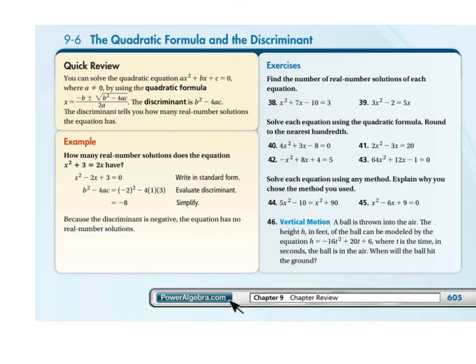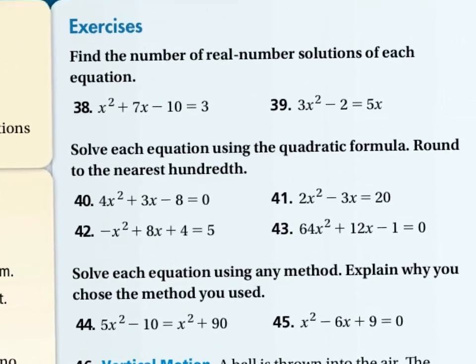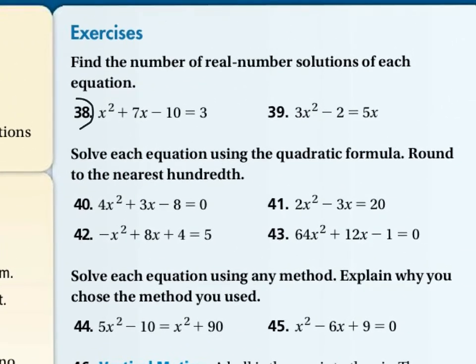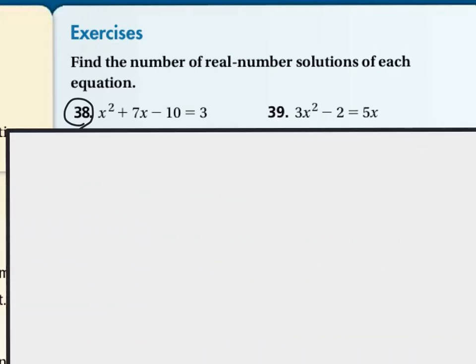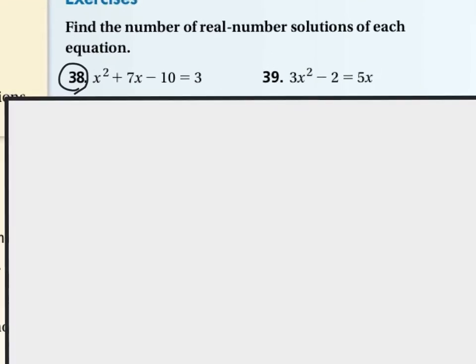Lesson 6 was on the quadratic formula and the discriminant. So if we look at number 38, they're wanting us to find the number of real number solutions for the equation. To find the number of real number solutions, if you remember, what we needed to look at was the discriminant, which was the part that's underneath the radical in our quadratic formula.